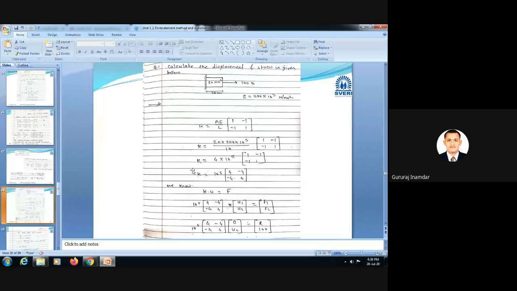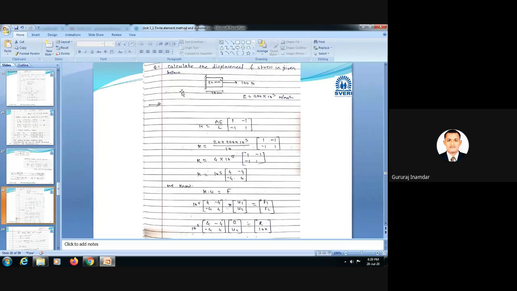Calculate the displacement and stress in the given problem. They have given one very simple problem; for 4 marks, this problem will be asked. Here a 1D bar element is there. What do we have to find out? First is displacement, which is U, and second is stress. We know the stress formula: force upon area. We can add that formula here.